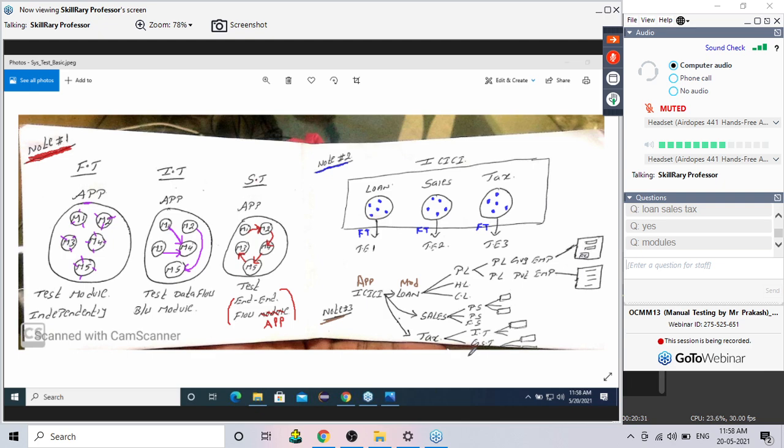Wrong answer. I know many of you are saying component, component, component. It is wrong answer. Okay, this is wrong, guys. All these, we call them as sub-modules. All these are the sub-modules of the modules. It is not at all a component. Remember.